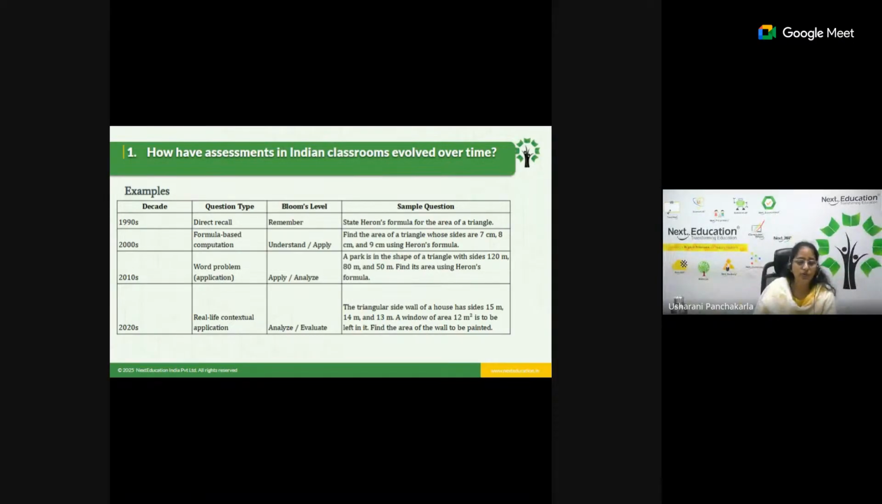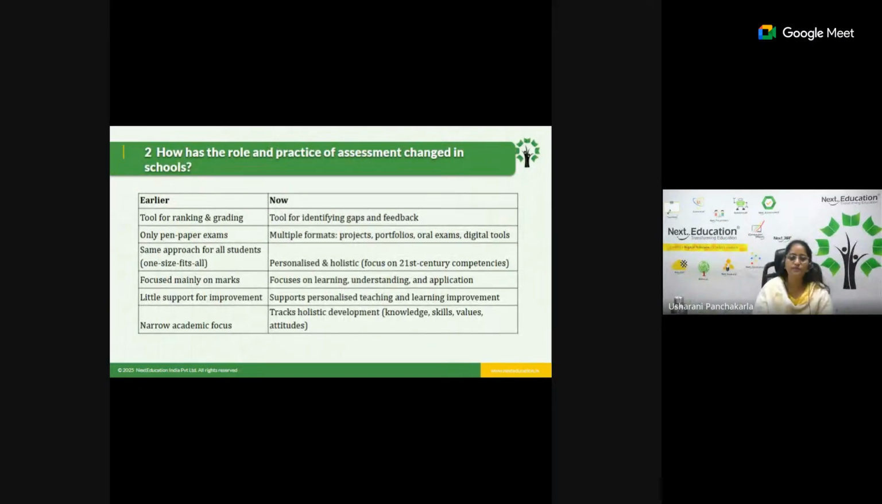Now coming to 2010, you can see the word problem, where CCE has come into the picture. A scenario is given, a word problem we can call it. Now coming to 2020, the triangular side. So this is where you can see a real life contextual application, which is very close to either analyze or evaluate. Okay, right. Now let us move on to the next one.